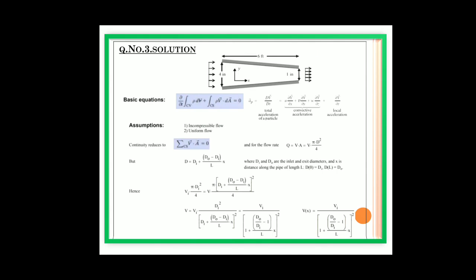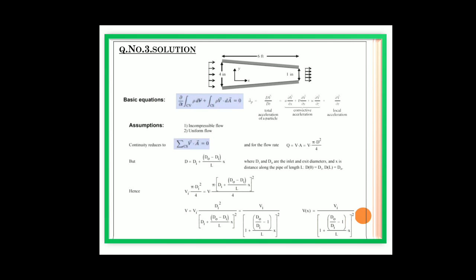We know the basic equation. For this question we know the basic equation: del t, lower limit is cv, rho del v plus integration rho v into dA equal to 0, where the lower limit is cs.